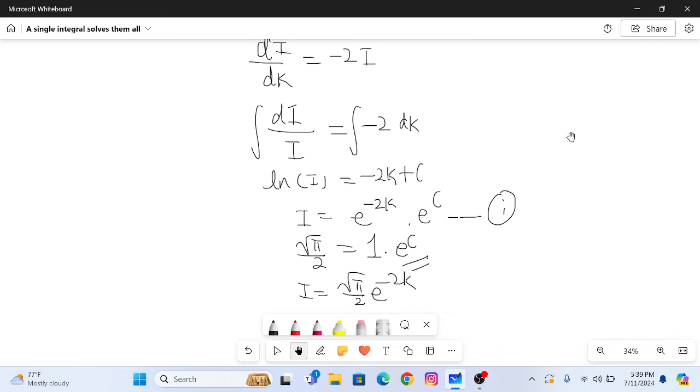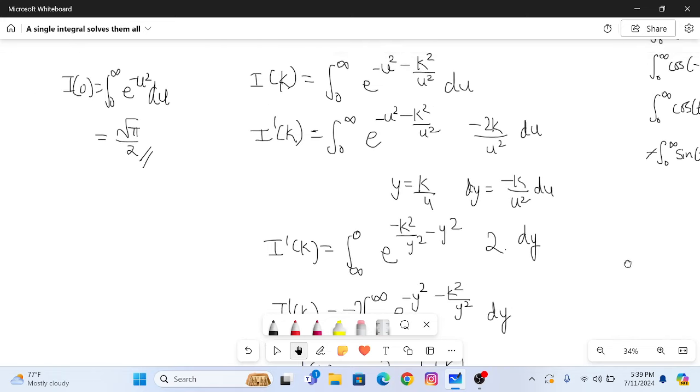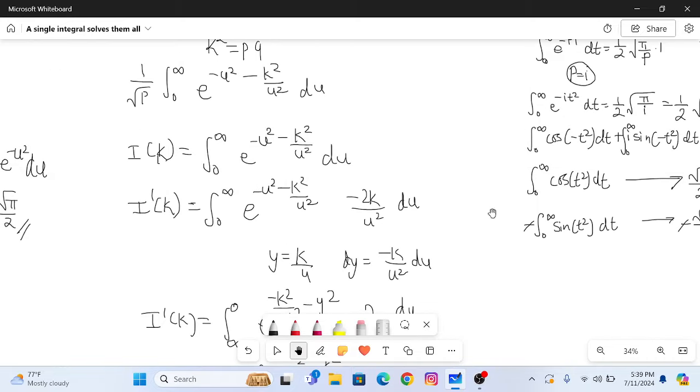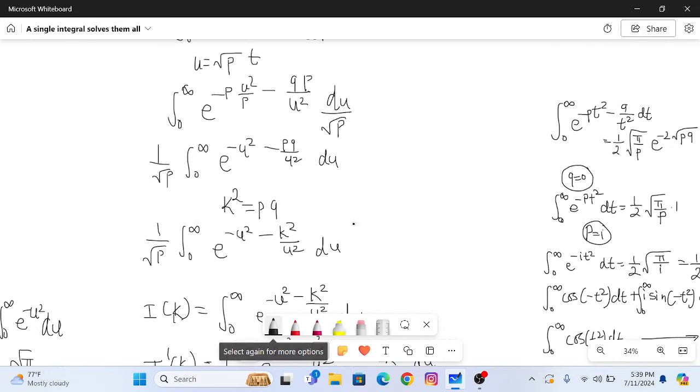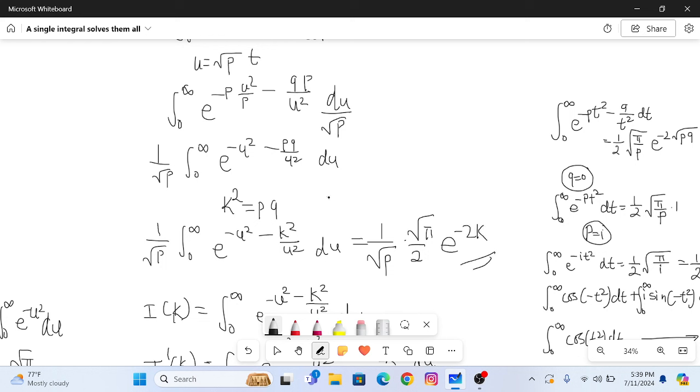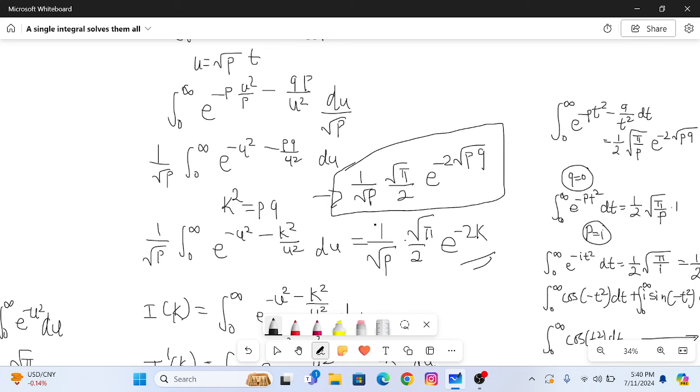So we have got the solution that I is root pi by 2 times e to the power minus 2k. So let us substitute this back from where we had paused the solution of the previous question. So over here now we can say that this is 1 by root pi, and then root pi by 2 times e to the power minus 2k. Yes, again we can put the value of k. If we put the value of k, we get 1 by root p times root pi by 2 times e to the power minus 2 root of pq. So this is the solution that we were searching for.